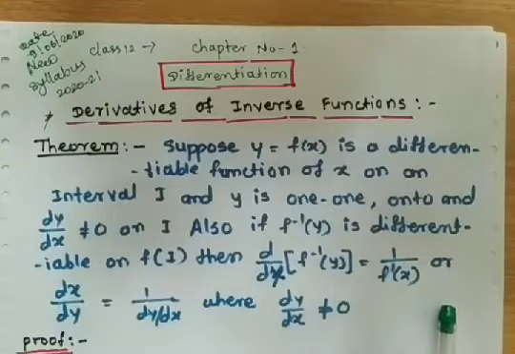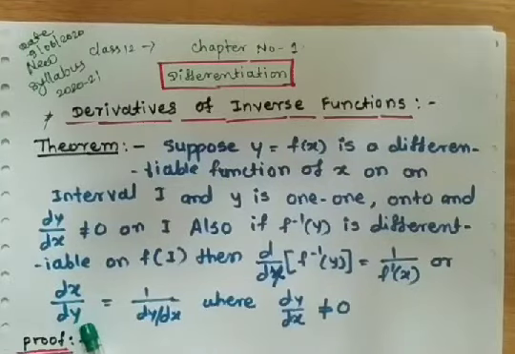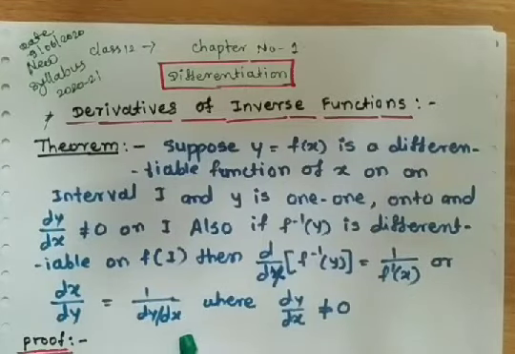This is the statement of the theorem. We have to prove that dx upon dy is equal to 1 upon dy by dx. Whenever y is given in terms of x, we differentiate y with respect to x. And whenever x is given in terms of y, only then can we take the derivative of this x with respect to y. Okay, we have to prove the theorem.